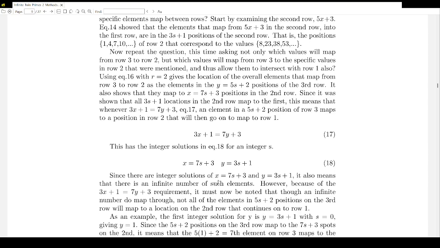Since there are integer solutions of x equals 7s plus 3 and y equals 3s plus 1, it also means that there's an infinite number of such elements. For every s, starting at 0, we can generate an infinite number of these, and these will all be things that then map to row 2 that will also map to row 1.